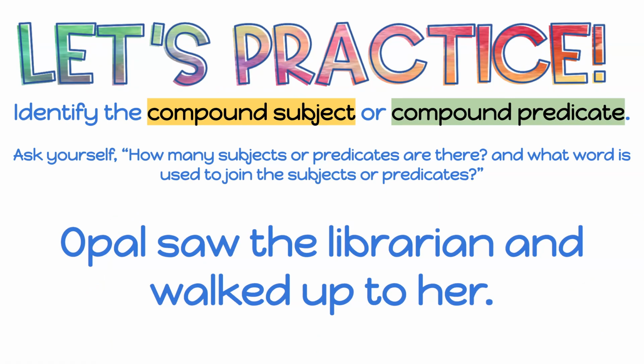Let's practice. We're going to identify the compound subject or the compound predicate. We're just going to ask ourselves, how many subjects do you see? How many predicates do you see? And what word is used to join them? Let's try this one. Opal saw the librarian and walked up to her. Are there two subjects, two things or people that this is all about, or two predicates, two actions that the subject did? Pause right here and try and answer.